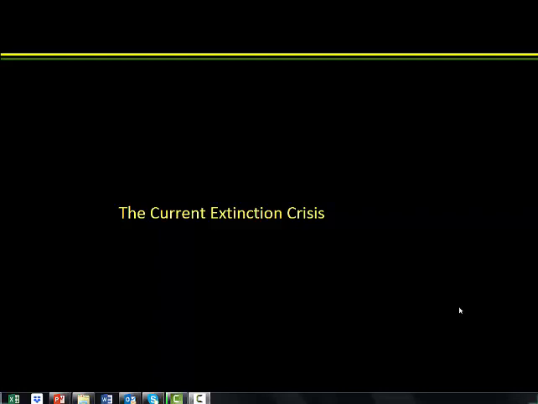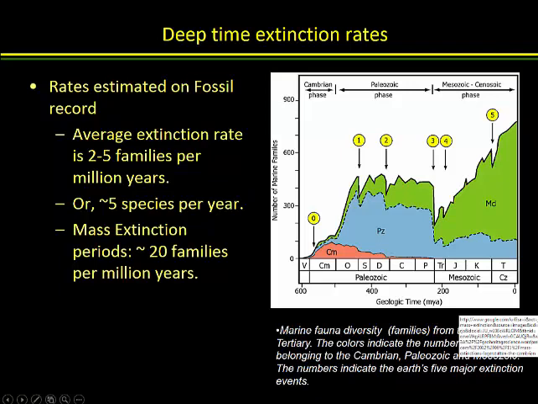All right, this is part 3 of our exploration of the extinction crisis that we're in today. You might remember this slide from our exploration of deep time. This is illustrating the timing of the 5 great mass extinction events that have happened in Earth's history.